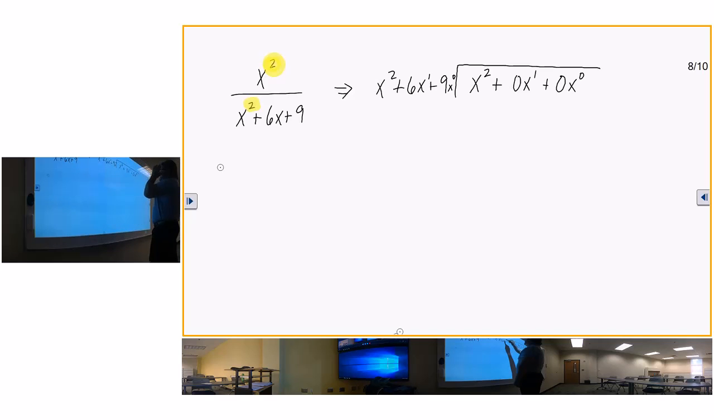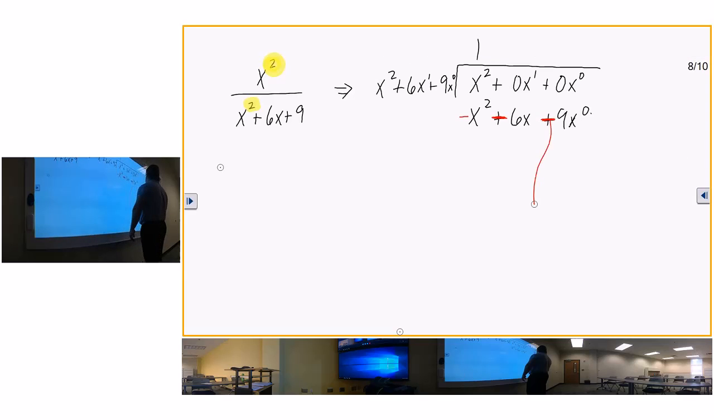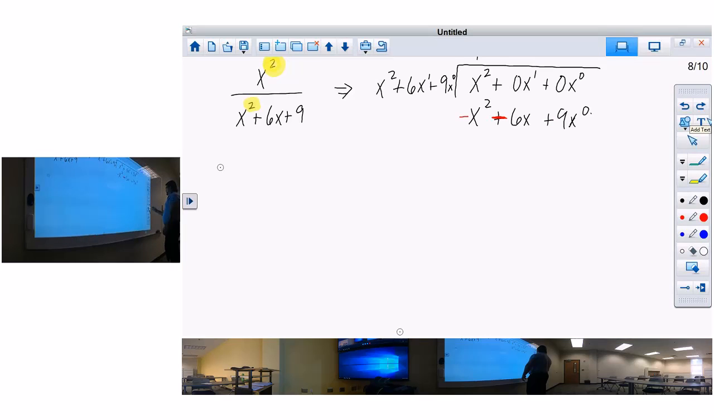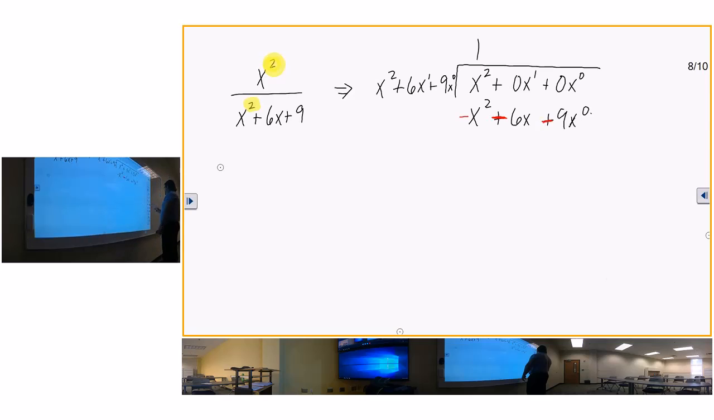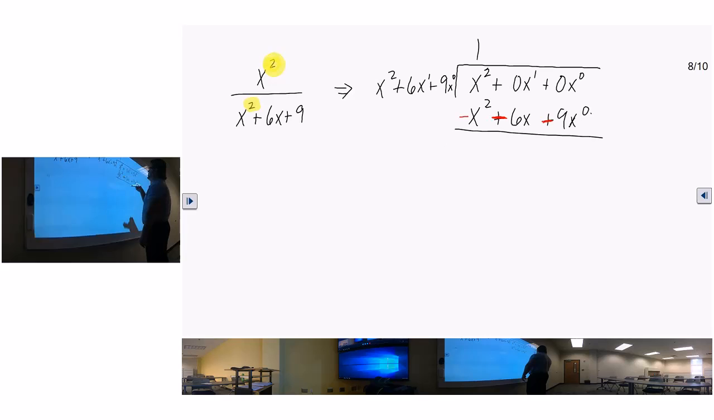All right, so how many times will x squared go into x squared? Well, that's 1. 1 times x squared is x squared. 1 times 6x is 6x. 1 times 9x to the 0 is 9x to the 0. We always subtract in long division, so that makes this a negative, makes this a negative, and makes this a negative. And that goes out, which is supposed to happen. And that'll leave you a negative 6x and a negative 9.